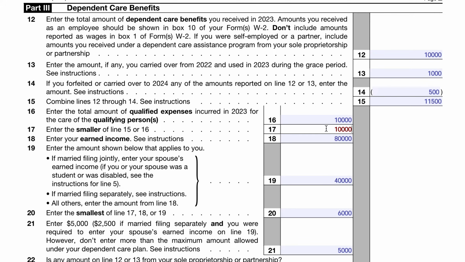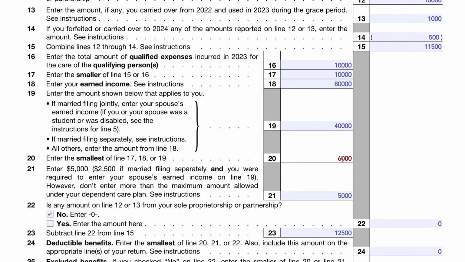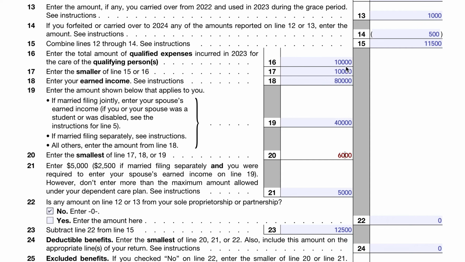In line 18, we're going to enter the earned income for John and Mary Doe, just like we did previously. So we've got the 80,000, the 40,000. We're going to enter the smaller of line 17, 18, or 19. So in this case, that would be the line 17 number. So that's $10,000. We're going to enter $5,000 in line 21. If you're married filing separately and you're required to enter your spouse's earned income in line 19, then you would enter $2,500.